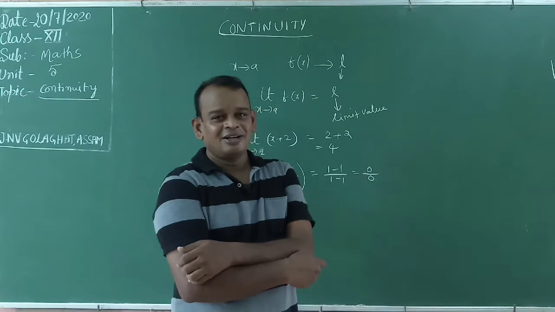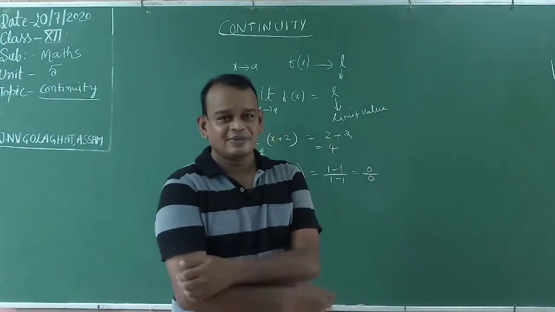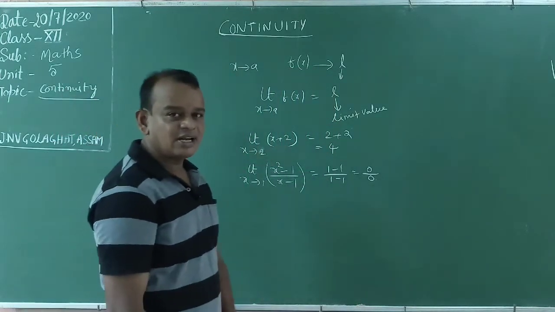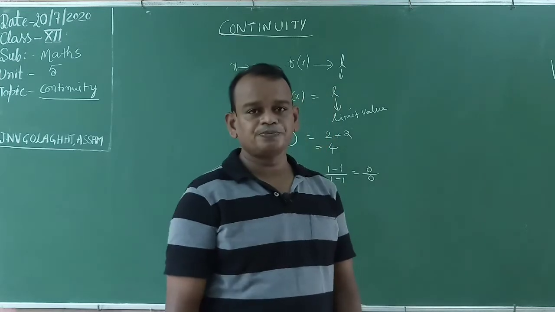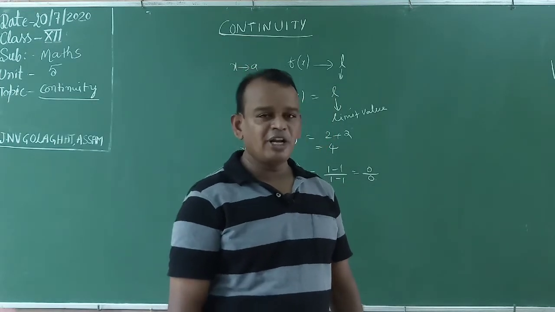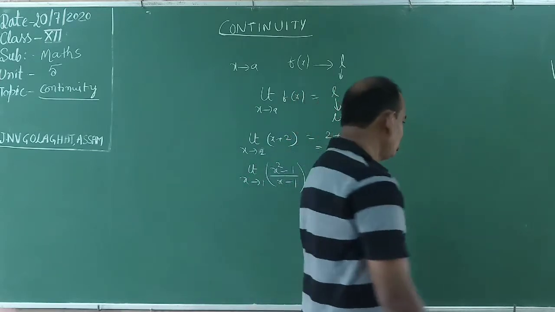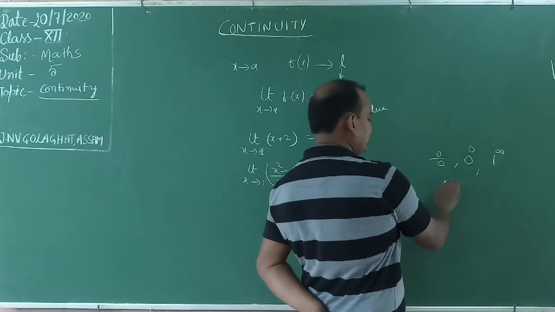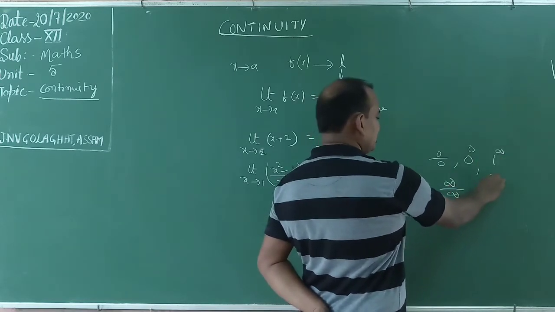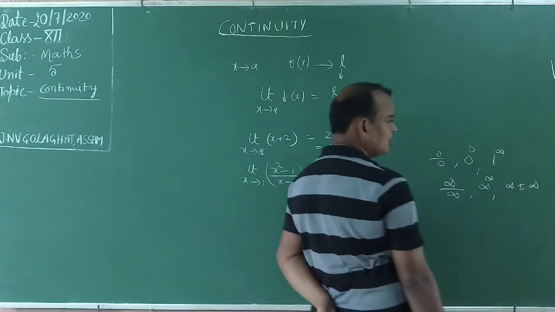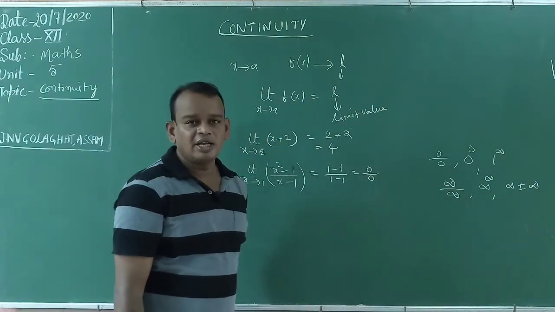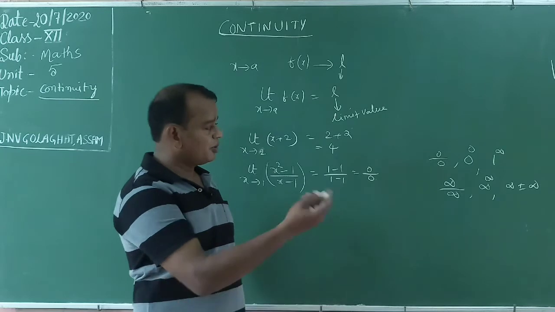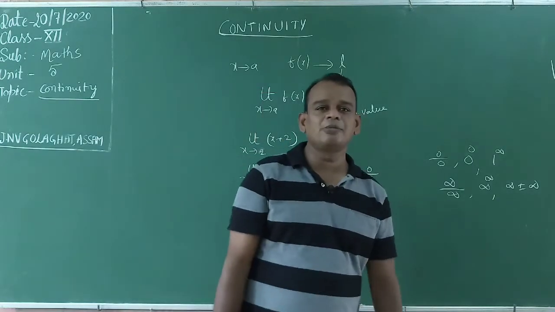Okay, no one told the right answer. What is 0 by 0? 0 by 0 is no value. That is what we call an indeterminate form. How many indeterminate forms are available? You know: 0 by 0, 0 power 0, 1 power infinity, infinity by infinity, infinity power infinity, infinity plus or minus infinity are called indeterminate forms.